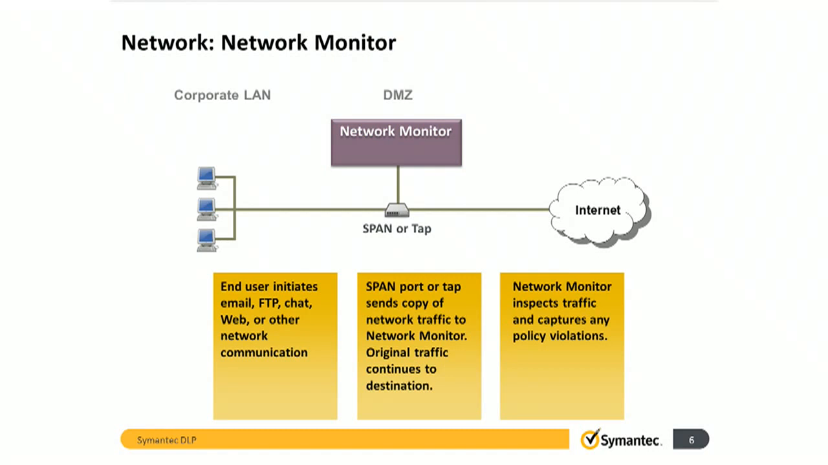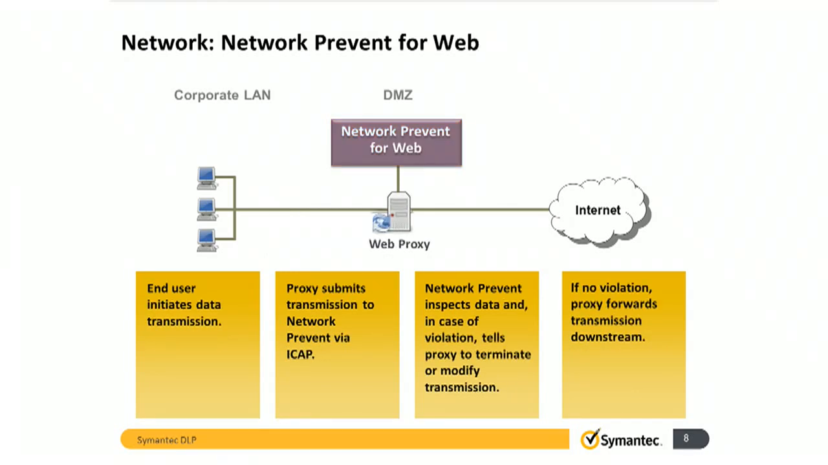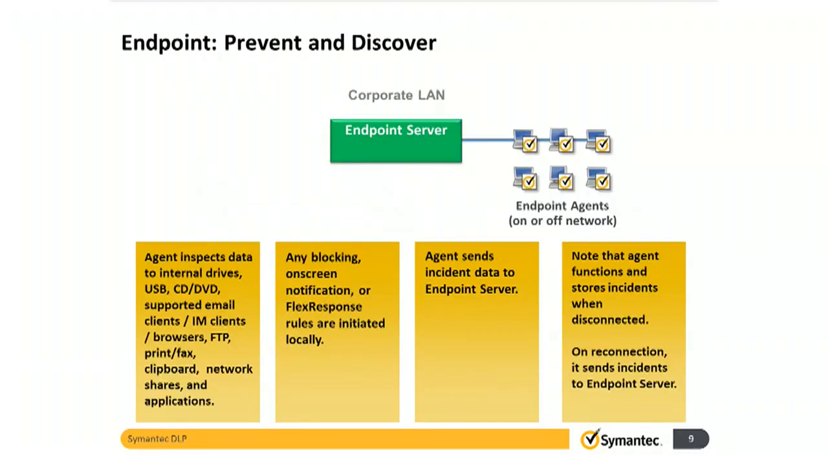Network Monitor is a span or tap into the network that allows full line capture. Whenever a communication channel is opened up, Network Monitor inspects, captures, and reports on any DLP policy violations that may be contained in the data streams. The Network Prevent for Email component integrates with SMTP-compliant mail transfer agents to monitor SMTP traffic and then block or modify it for downstream processing. Network Prevent for Web integrates with web proxies to monitor HTTP, HTTPS, and FTP traffic and then terminate or modify it prior to downstream processing if a violation is detected.